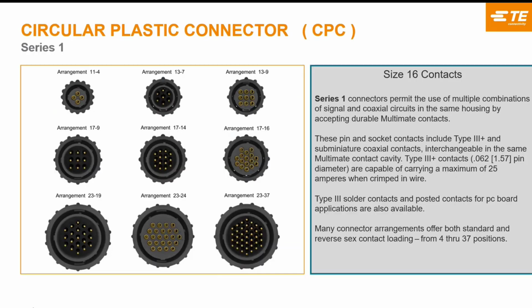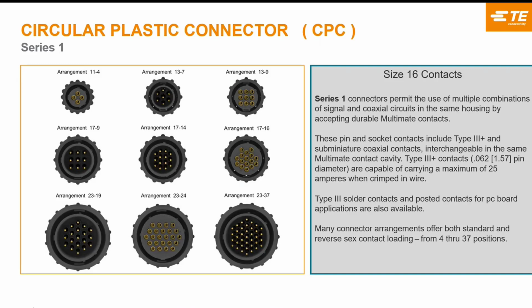All right, so I'll try to give you some detail. Series 1 is by far our most popular, and it goes from a 4 position up to 37. If you look at the arrangement, you'll see 2 numbers. The arrangement 11-4 is the first one. The second number represents the number of contacts. The first number corresponds to the size of the housing. Really, if you remember, a size 11 housing is smaller than the 13, right? And then the 17 is a little bit larger yet.